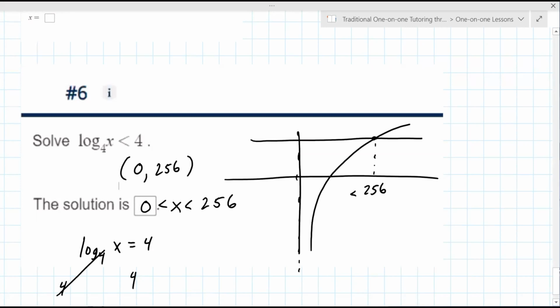x, 256. Cool. Okay, so once you share your screen, we'll look at number 7.